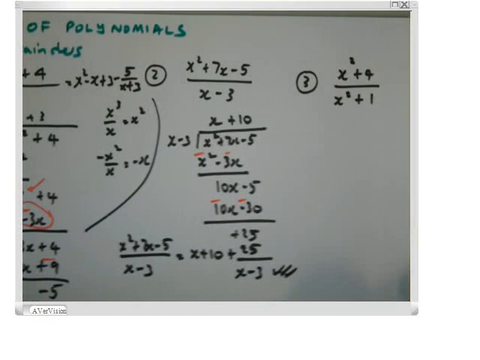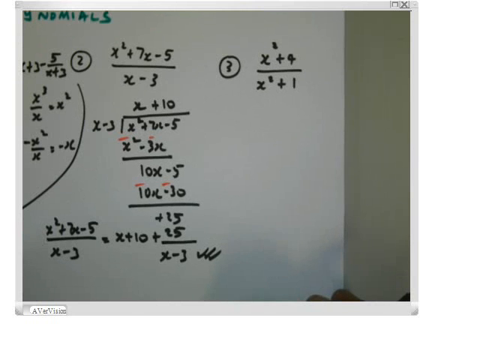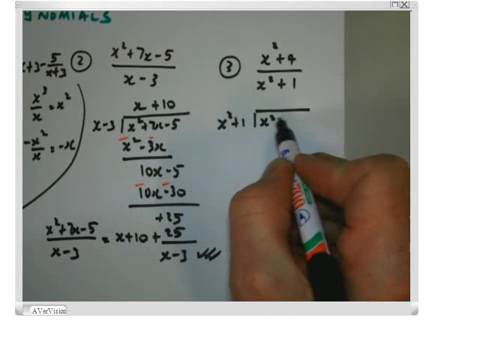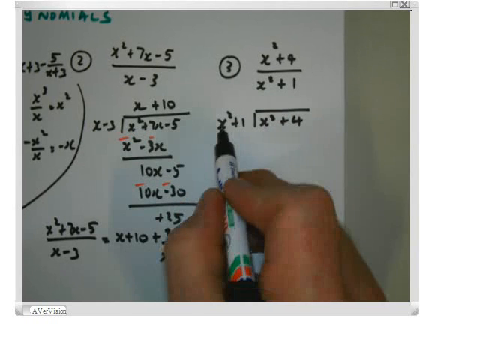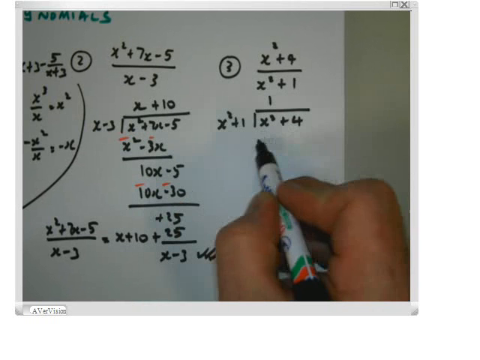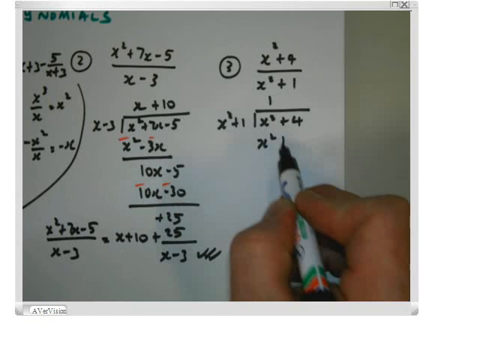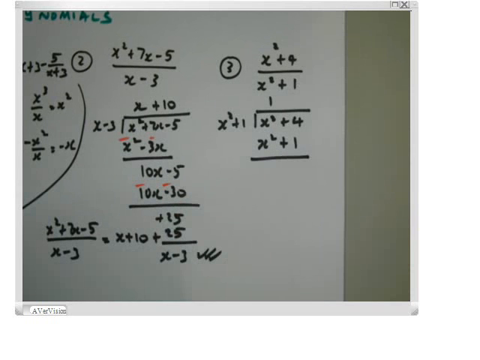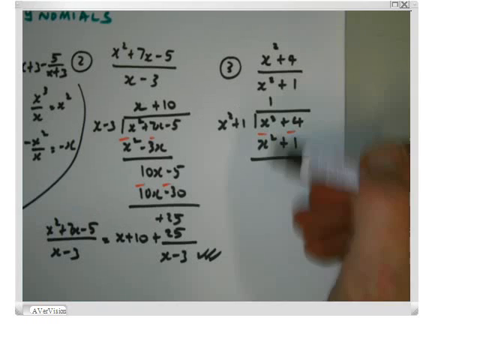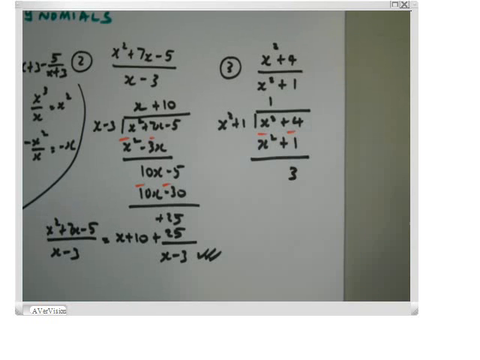The third example involves a quadratic divided by a quadratic. Same process: x squared plus 1 divides into x squared plus 4. x squared goes into x squared once. 1 times x squared is x squared. 1 times 1 is plus 1. Subtract the second line from the first. You end up with 0. 4 minus 1 is 3 as a remainder.